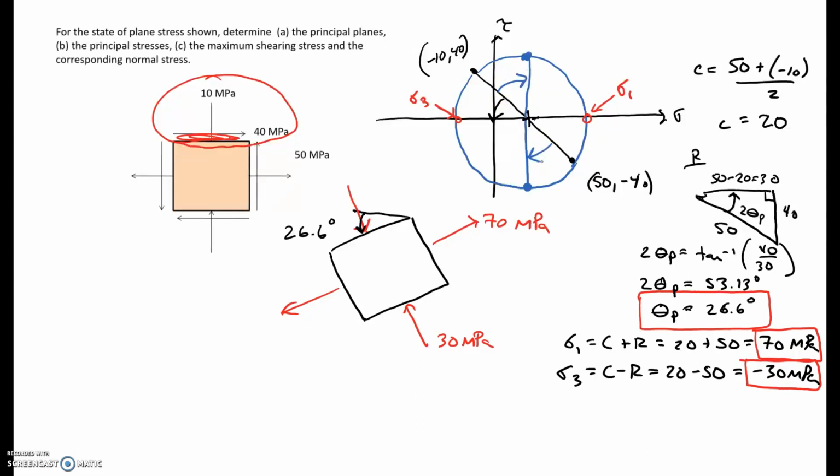And I'll call that 2 theta. So 2 theta would be, just from the geometry there, on looking at the circle, it's going to be 90 degrees minus 2 theta p. Or theta is just 45 degrees minus 26.6, which gives us 18.4.